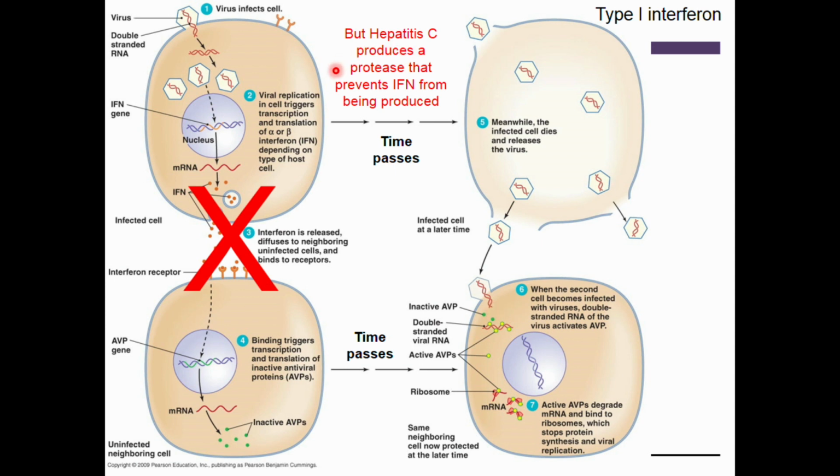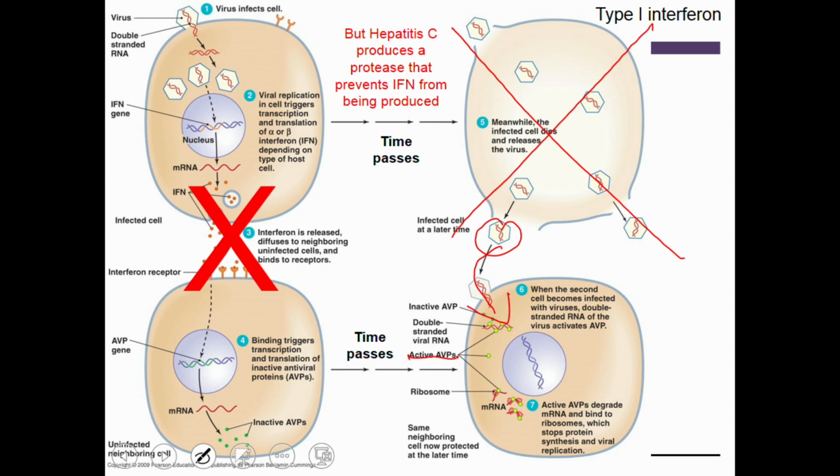Hepatitis C produces a protease that prevents interferon from being produced. In other words, at this step right here, if this is a hepatitis C virus that gets in, interferon is not going to be produced because the protease, which is a type of enzyme, will stop it, which means that interferons will never leave, which means that this cell will never be protected, which means that when this comes out, it will go in and there's no antiviral proteins in there. And so in hepatitis C, its evolution means that it has now killed this cell. It has then produced these viruses which can infect other cells.